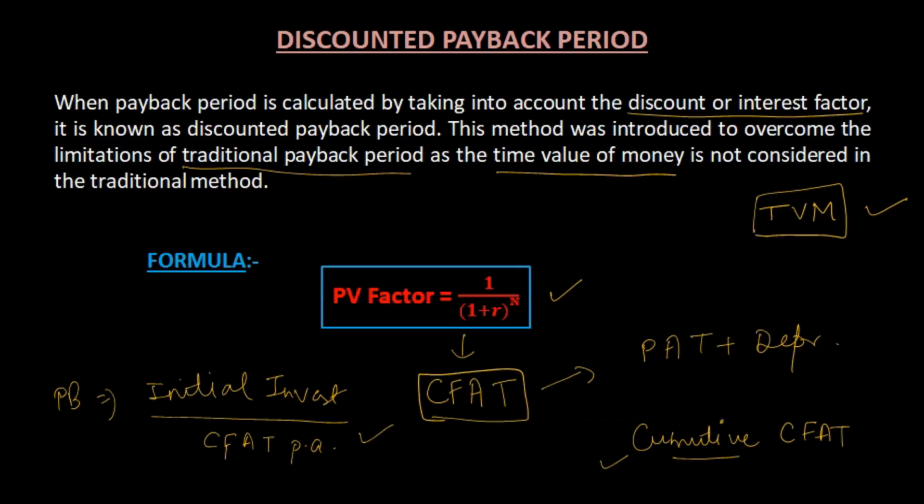So once we get the CFAT directly or indirectly if it is given in the question, through CFAT we have to find out discounted CFAT, only that will be the change. Discounted CFAT we will find out, and rest all things will be same as we were doing in payback period. So discounted CFAT we will find out with the help of this formula. Okay, for each year we will find out with the help of this formula, 1 divided by 1 plus r to the power n. So this we will use.